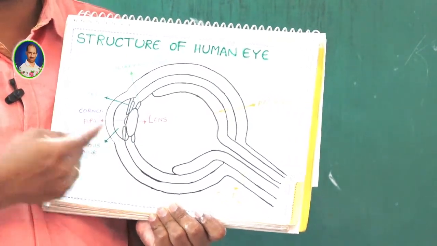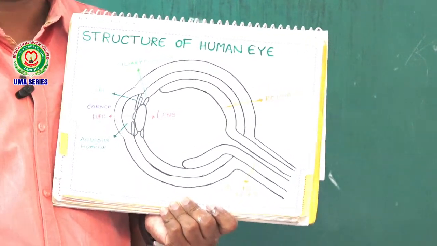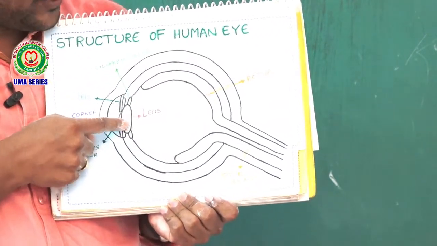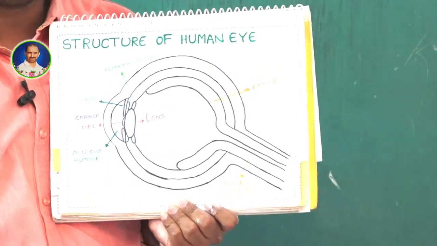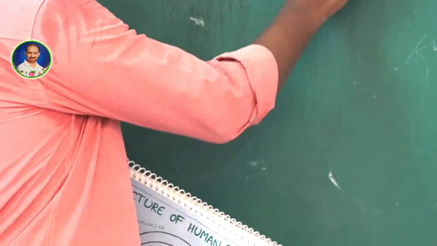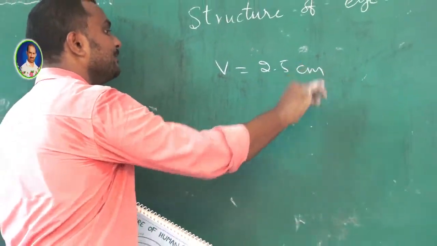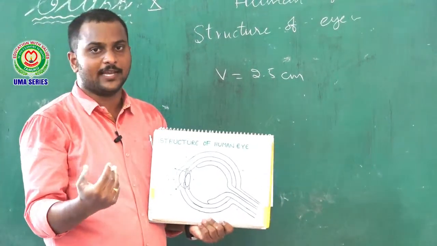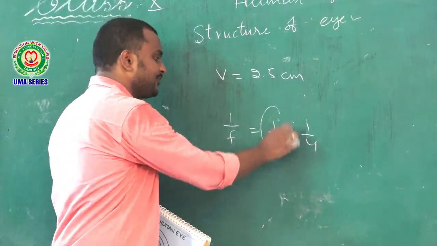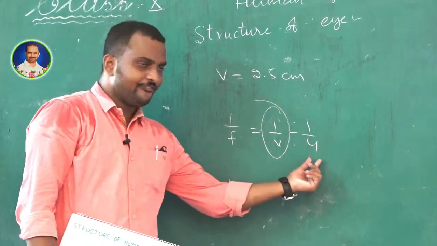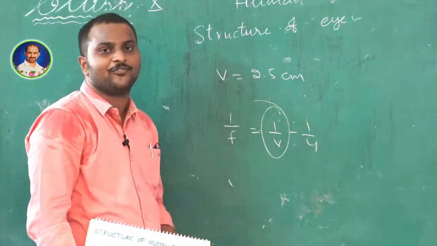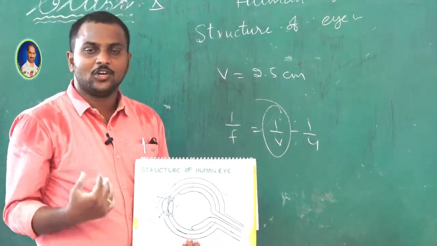By this we can see objects at different distances, because the lens is here and here is the retina. The distance between the eye lens and the retina is 2.5 centimeters. That means the image distance is fixed, while the object distance may vary. So to balance this, 1 by f is equal to 1 by v minus 1 by u. If v is fixed, then with a change in the object distance, what must change? The focal length must change. This is performed by the ciliary muscles, so that we can see objects at different distances.